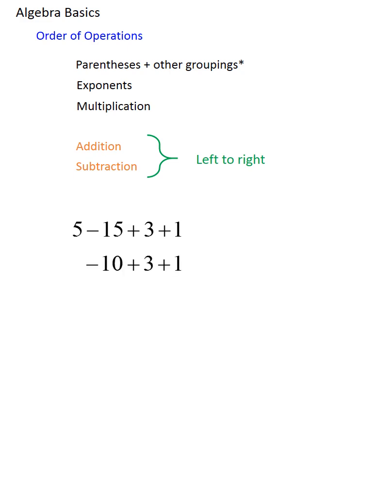5 minus 15 is negative 10. Now I'm going to continue simplifying this expression left to right by ignoring the plus 1 and just doing negative 10 plus 3. Negative 10 plus 3 is negative 7. And finally, negative 7 plus 1 is negative 6. And that's the simplified version of the addition and subtraction problem.